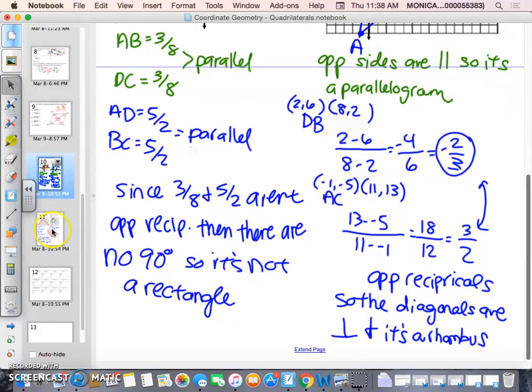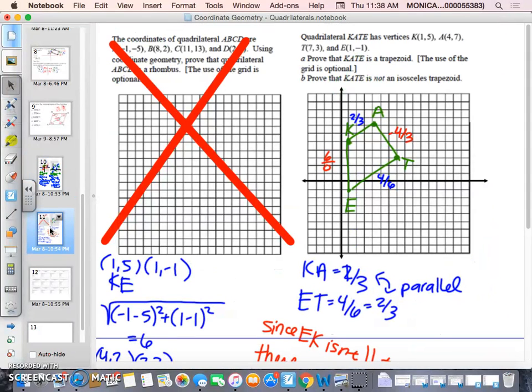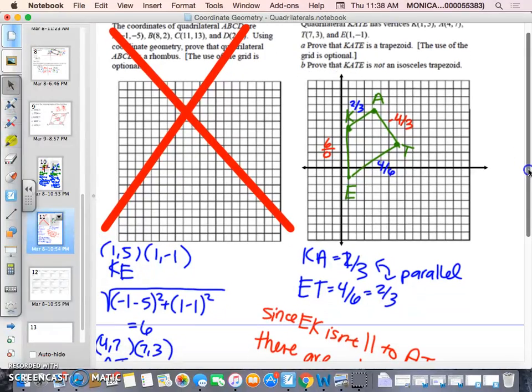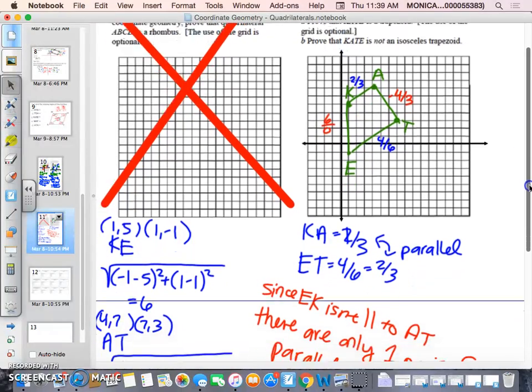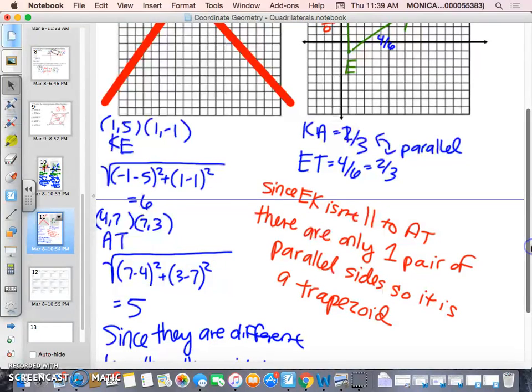You can pause the video. You didn't have to do this one. Let's go ahead and look at the last one. Looks to me like it's a trapezoid.